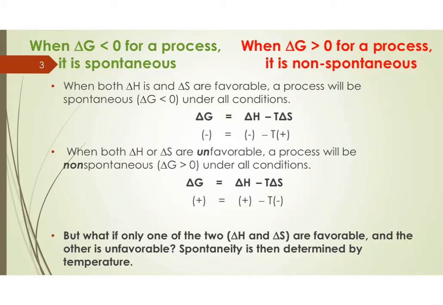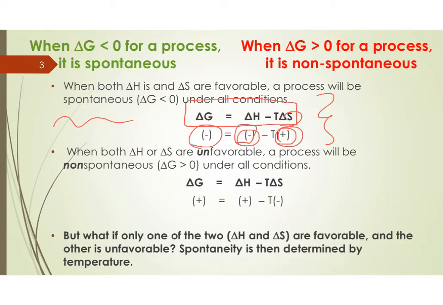Again, as a reminder, I like to look at this free energy equation from a mathematic point of view. If enthalpy is negative, and remember that means the process is exothermic and it's favorable, and if the entropy is also favorable, in other words, if entropy is increasing, then if you simply look at the math of this equation, delta G under these conditions will always be negative, and therefore this will always be a spontaneous process.